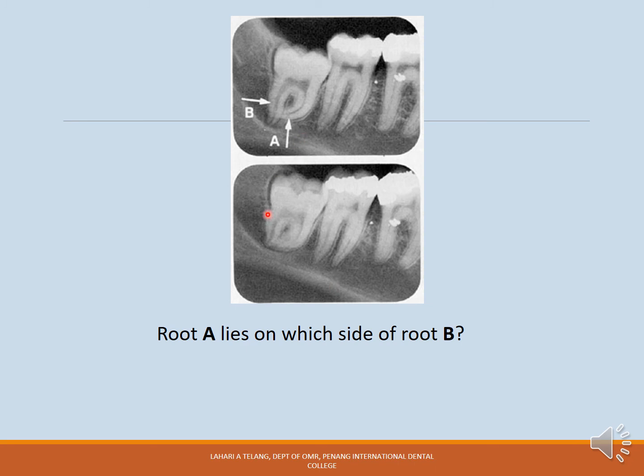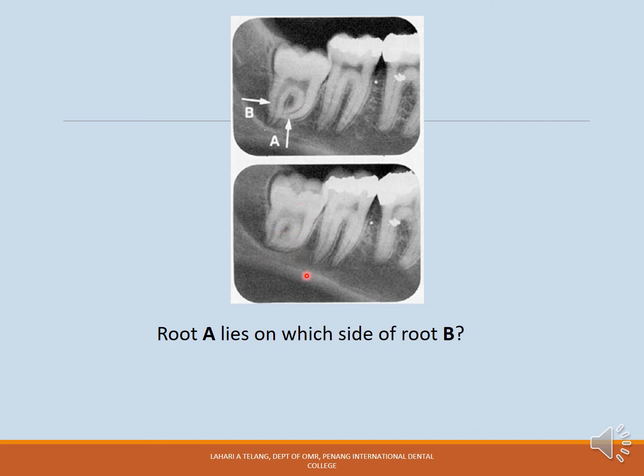Now, the question here is, root A lies on which side of root B? That means when you're looking at this radiograph, is root A curved more towards the palatal aspect of root B or towards the buccal aspect of root B? Again, why do we need to know that? It is because if you're trying to surgically extract this tooth, then it's important for us to know where the root lies so that there is ease and we're not having surprises when the surgery is being done.